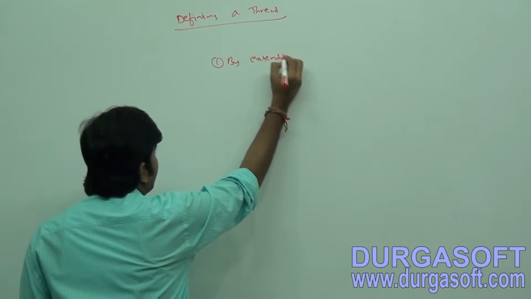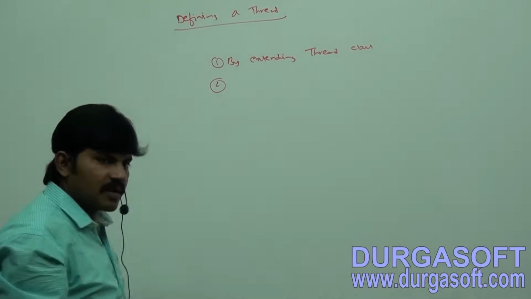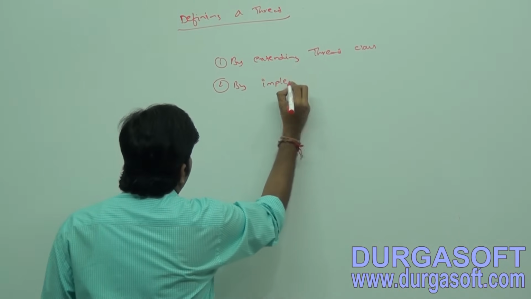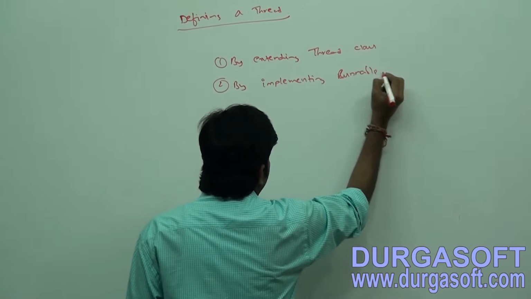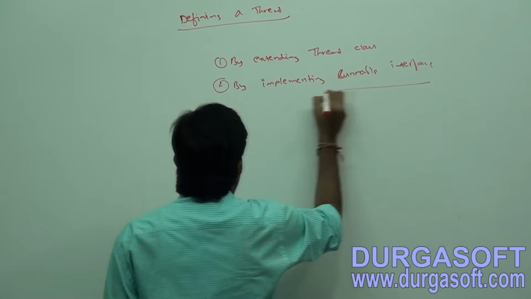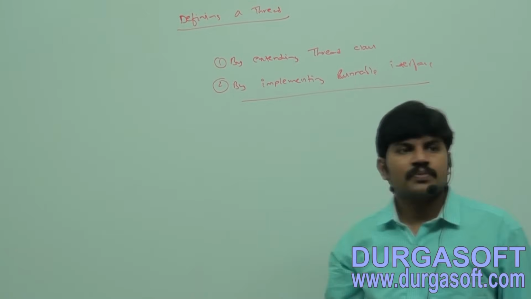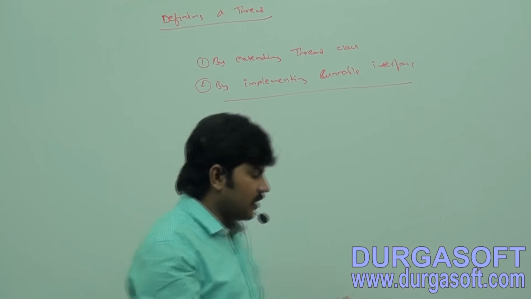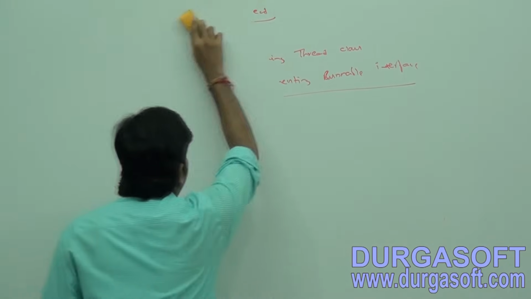There are two ways. First one, by extending Thread class. Second one, by implementing Runnable interface. Okay, now keep submitting. First one, by extending Thread class.